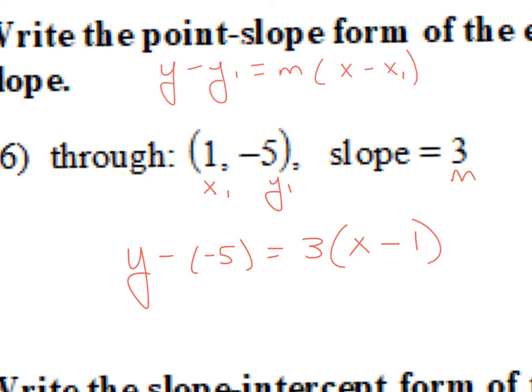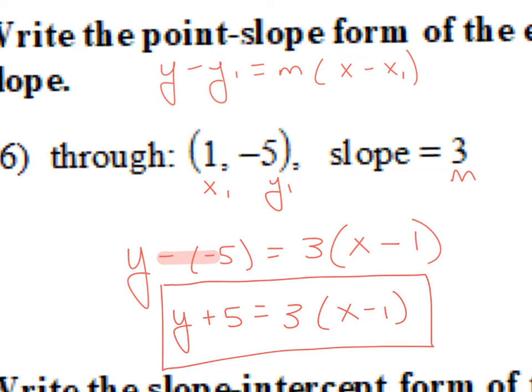Now, the only thing I ask you to do on this one is just clean up when you've got a double negative. So call it y plus 5 equals 3, and then x minus 1. Now, you're not combining, or you're not making it to slope intercept. So you're done at this point.